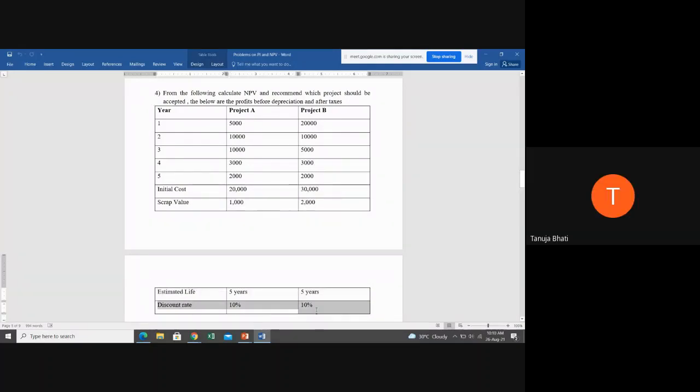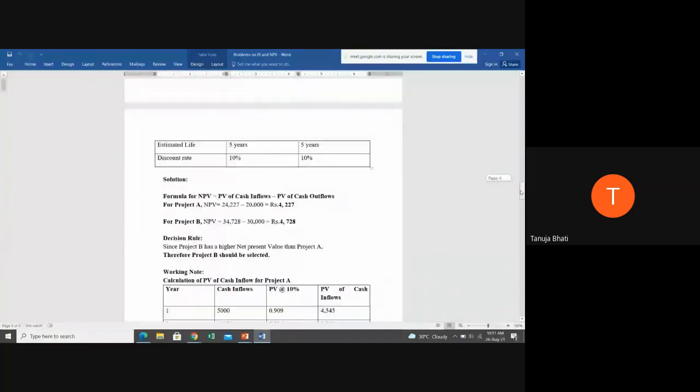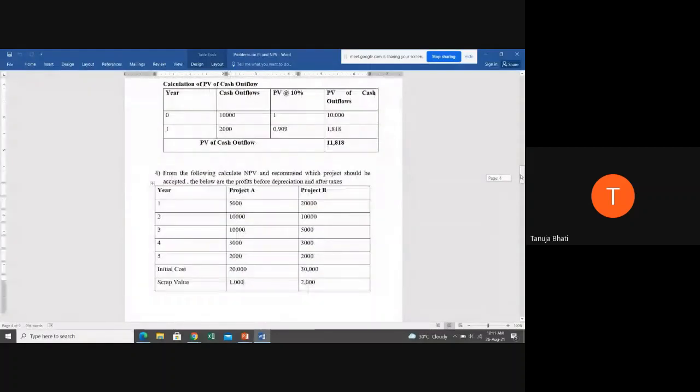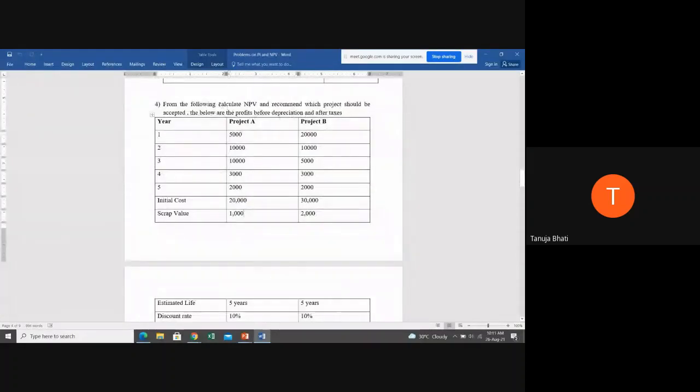The estimated life is 5 years. The discount rate they have given you is 10%, because obviously we take PV of cash inflows and PV of cash outflows. To calculate the present value of all the future cash flows, we have to use a discount factor, which is given as 10%. This will help us in finding out the factors. So can anyone tell me what is the formula to calculate NPV? Quick, students. What is the formula to calculate NPV?